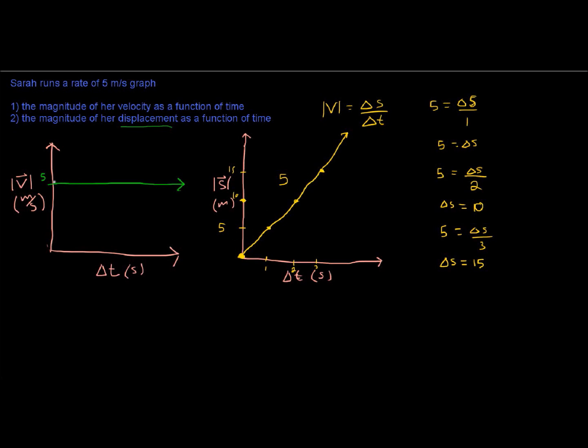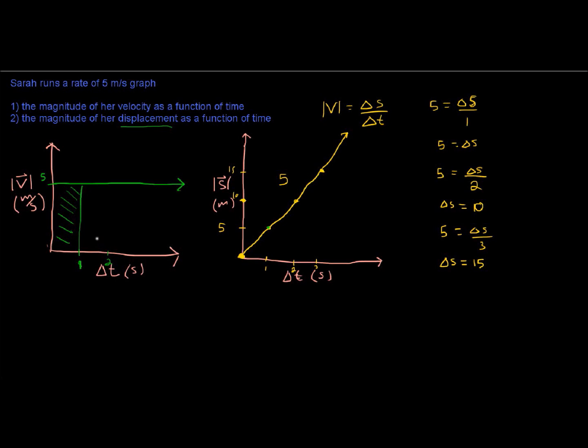Now, there's one more thing I want to point out. If we go back to this velocity graph, and we take a look at what's happened after 1 second, her velocity is 5, and her displacement is 5. And if you notice, if you were to calculate the area underneath this rectangle right here, you would get 5, which is the height, times 1, which is the width, and you get 5. So it just so happens that the area underneath this rectangle is going to be equal to her displacement at 1 second.